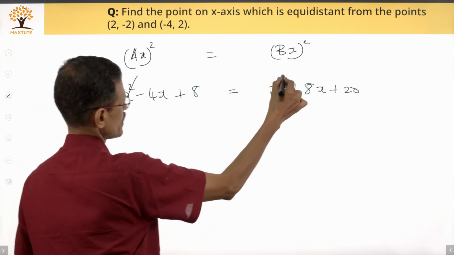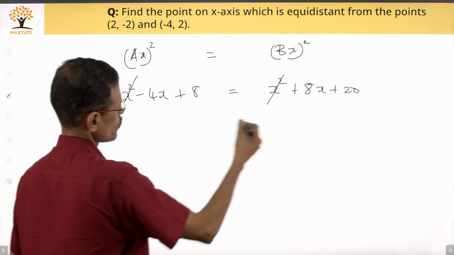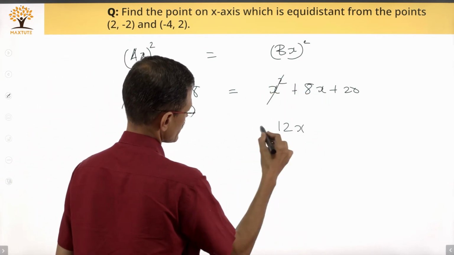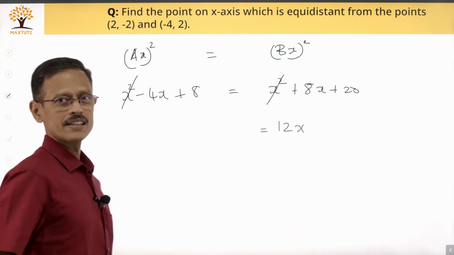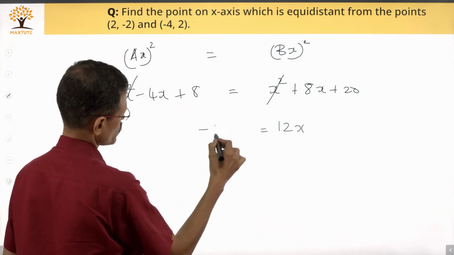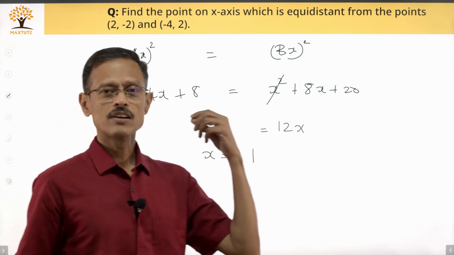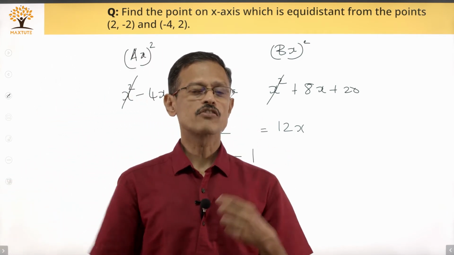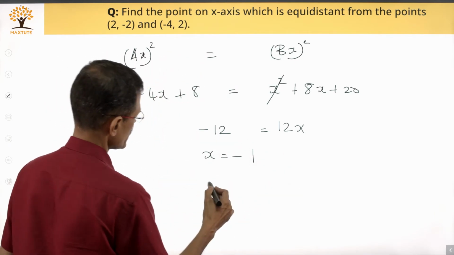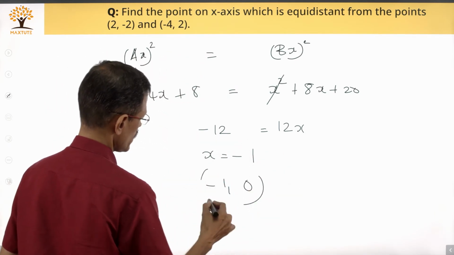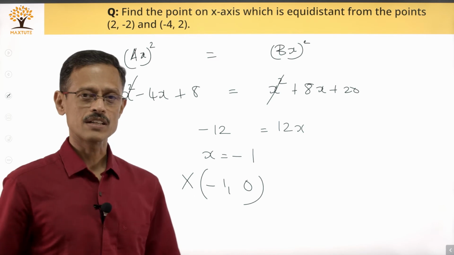X square gets cancelled on both sides. Take this minus 4x to the right hand side, it's going to become 12x. Take the 20 to the left hand side, 8 minus 20 is equal to minus 12. So the value of x is equal to minus 1. The coordinates of the point on the x-axis that's equidistant from these 2 points are minus 1, 0. Coordinates of point X are minus 1, 0, right?